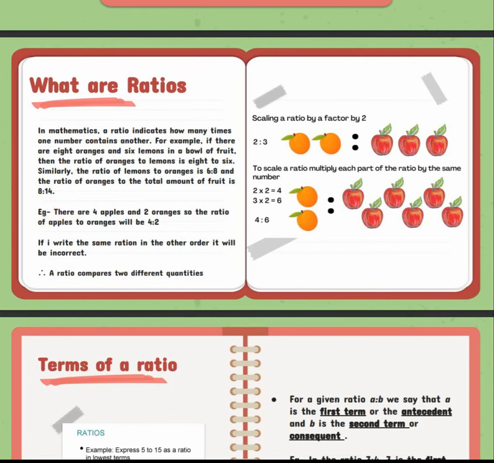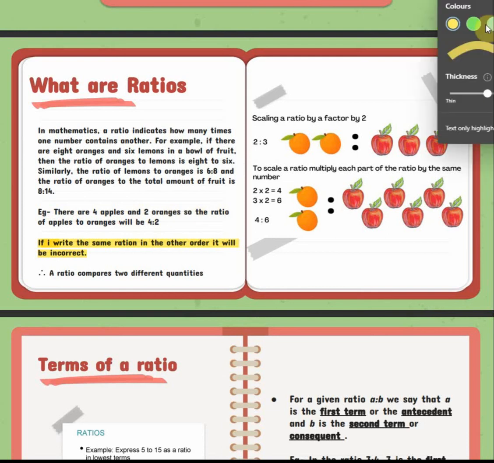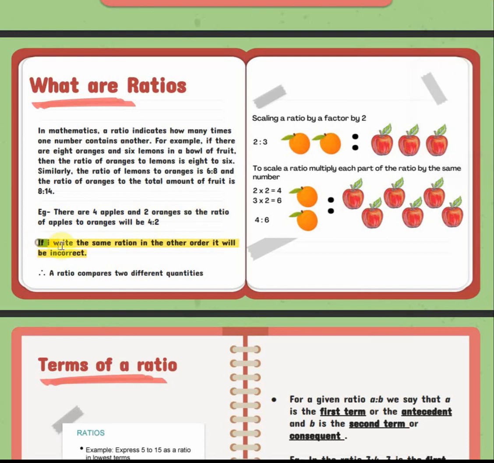Example, let's just say there are 4 apples and 2 oranges. So the ratio of the apples to oranges will be 4:2. If I write the same ratio in the other order, it will be incorrect. Very important point, everybody. If we write the same ratio but in the other order, it will still be very much incorrect. So thus a ratio compares two different quantities.